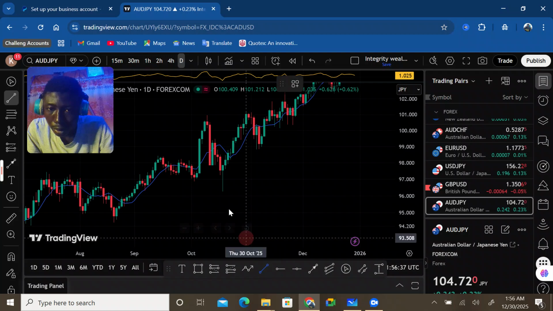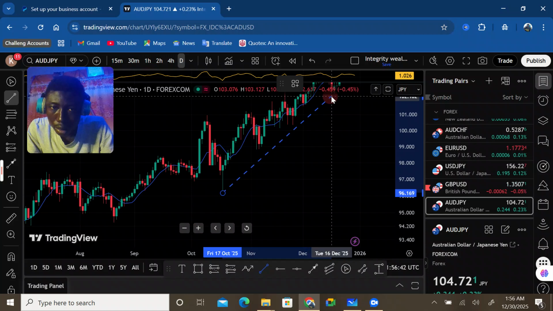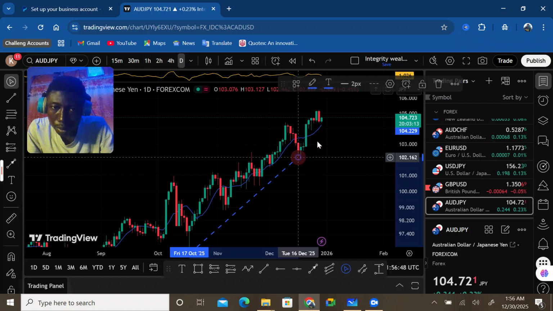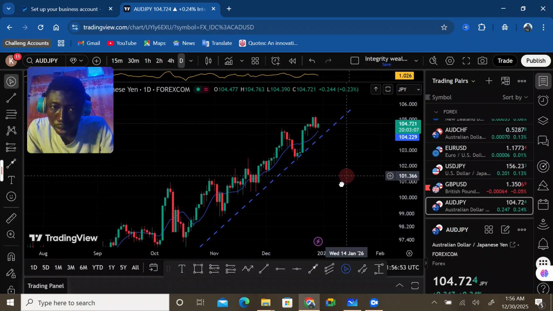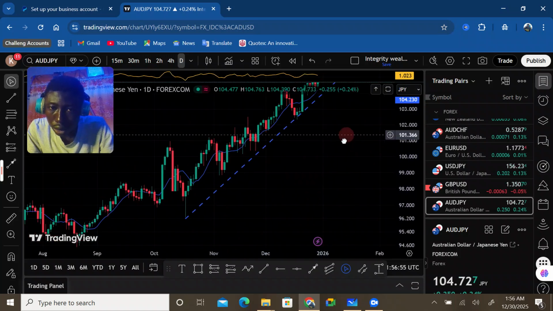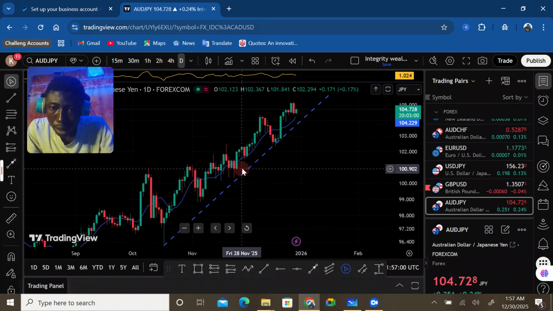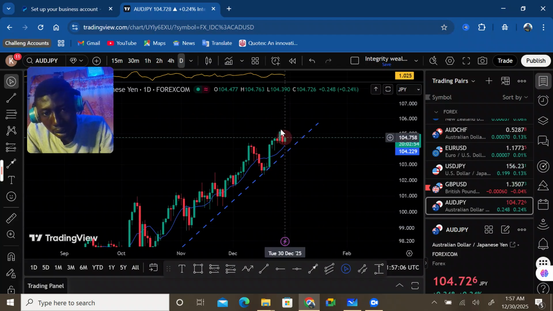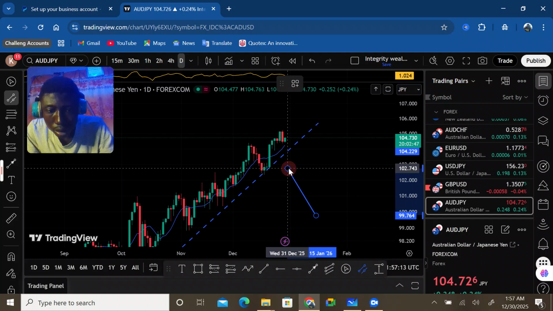Over here, I'm going to use a trend line. You see how it is. You need to tap at least one or two. One is here, one is here, one is here. So I knew that this thing is still going up. Now you can either use this or you can use a parallel. Let me use a parallel.